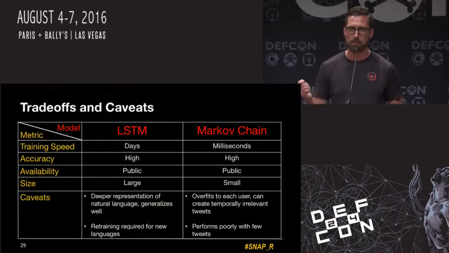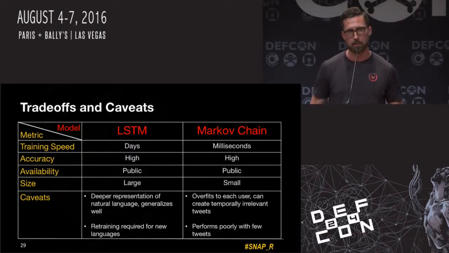So what were the differences between these two approaches? The LSTM, as I mentioned, took a few days to train, so it's a bit less flexible. Whereas the Markov chain, you can deploy it, and it can learn within a matter of milliseconds, and that kind of scales depending on how many tweets you choose to train it on. The accuracy for both, surprisingly, was super high.